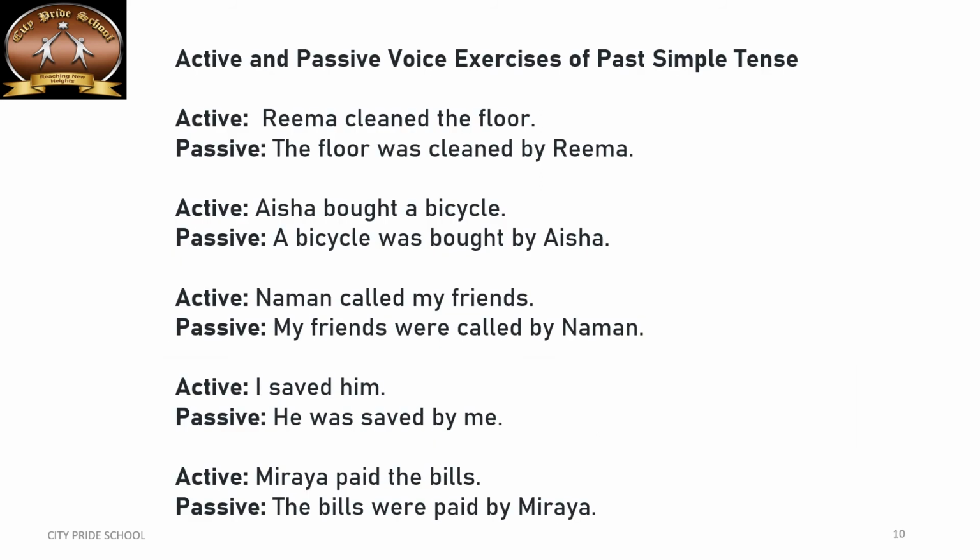Let's see some examples. Rima cleaned the floor. The floor was cleaned. What we have added is was cleaned. So it remained the same because V3 form of verb of cleaned is cleaned only. Aisha bought a cycle. A bicycle was bought by Aisha. Here also bought has remained the same because the past tense of buy is bought and past participle is also bought. Naman called my friends. My friends were called by Naman.